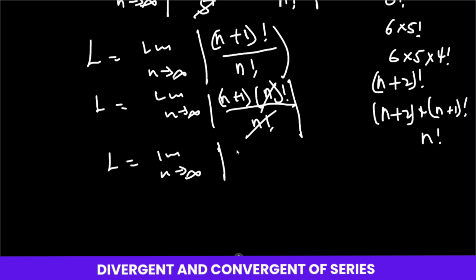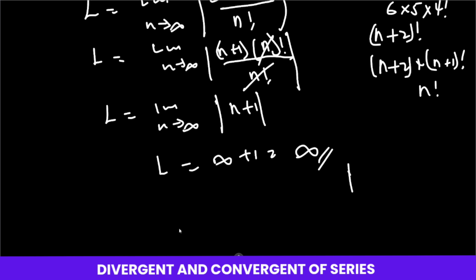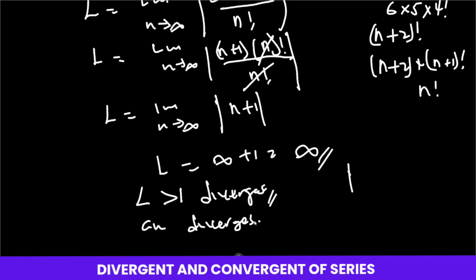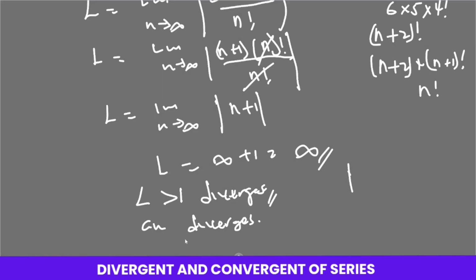Let me just put in the limit of n plus 1. If we put in the limit, we get L equal to infinity plus 1, which gives us a resulting value of infinity. Don't forget that if L is greater than 1, then the series diverges. We can see clearly that infinity is greater than 1. So therefore we can say that a_n diverges, or the actual series diverges. And that is the end of the rule for the ratio test.